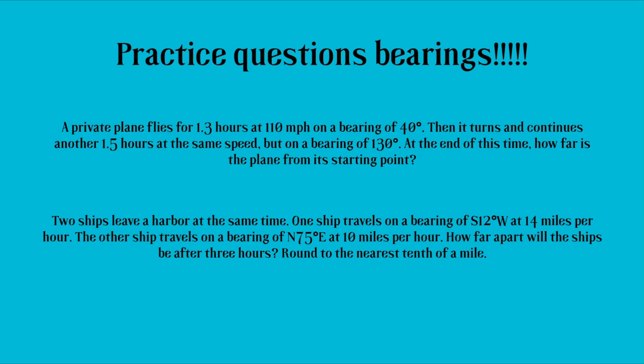Next question. Two ships leave a harbor at the same time. One ship travels on a bearing of south 12 degrees west. So this is our quadrant bearings. South 12 west at 14 miles per hour. The other ship travels on a bearing of north 75 east at 10 miles per hour. How far apart will the ships be after 3 hours? Round to the nearest tenth of a mile.